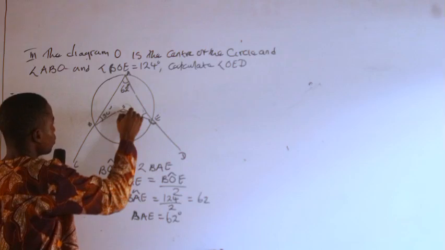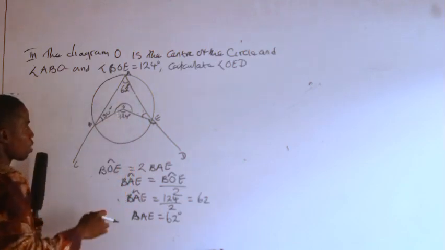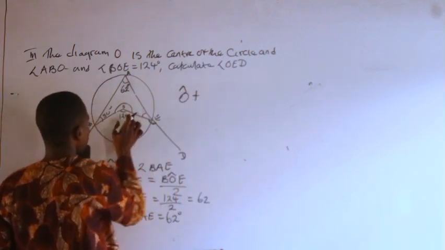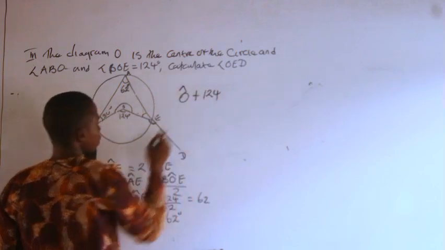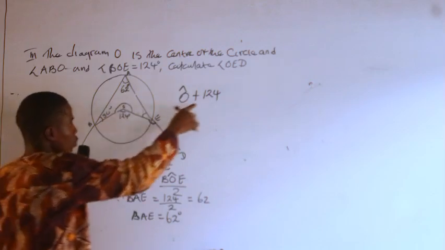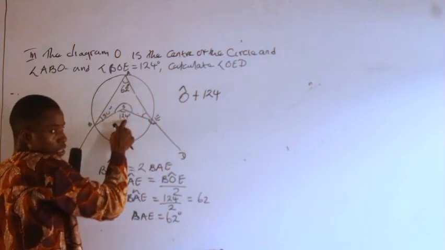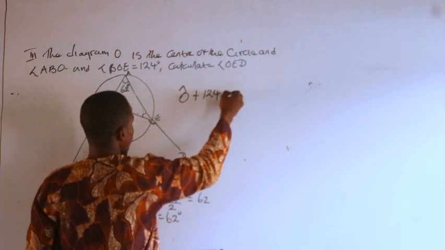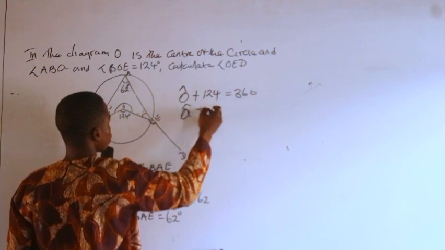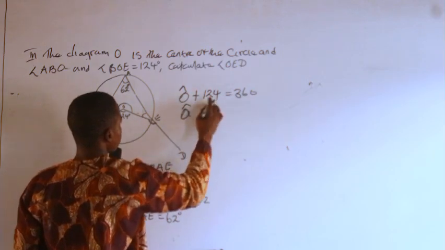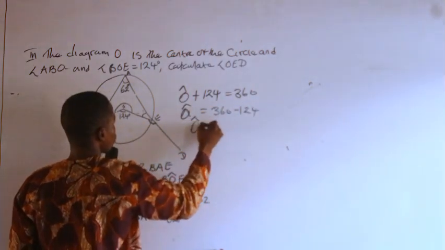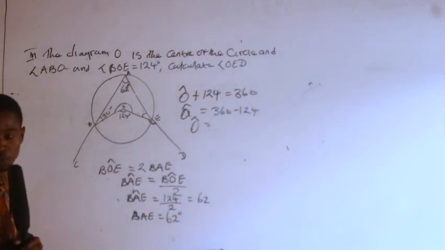Now, who can tell me the angle of this place? Angles at a point add up to 360. Angle O plus what is here? Look at it. The angle at a point, around the center O, plus this, is equal to 360. Angle O equals 360 minus 124. What is the answer?